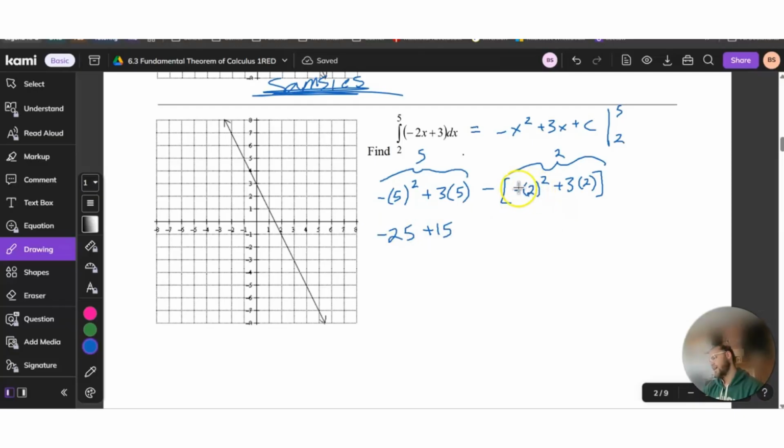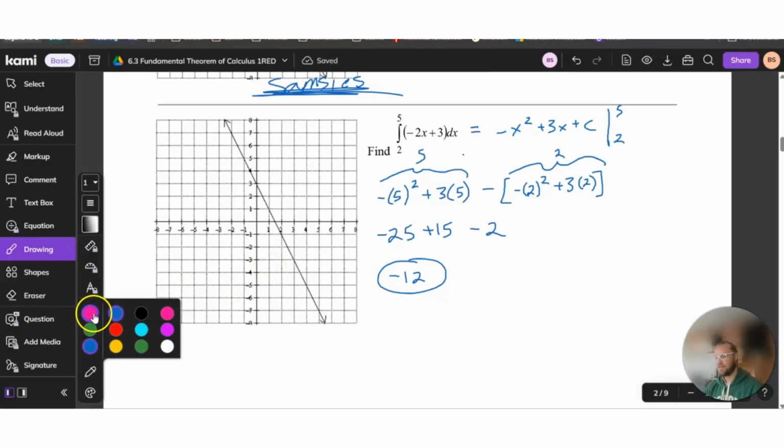Let's see. Negative 4 plus 6 is 2, so minus 2 in total. I'm just doing it all at once, right? What's inside the bracket? Negative 4 plus 6, that's 2, so minus 2. And so I'm going to get negative 12. What do you think negative 12 for an area means? Under the x-axis. That's all. Let's do it and make sure.